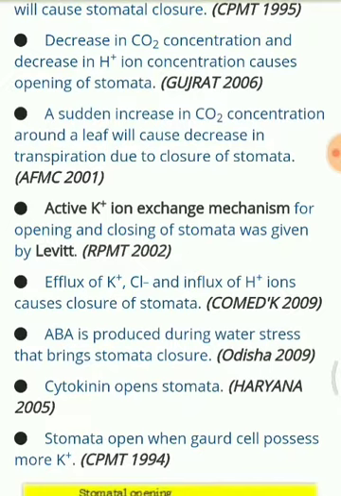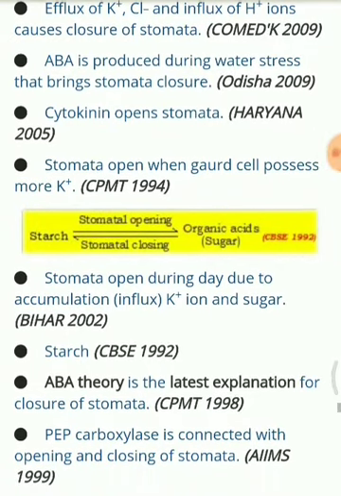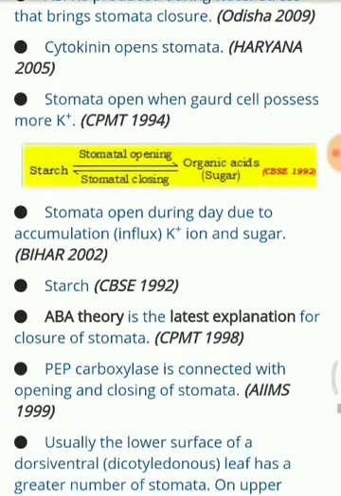Efflux of KCl and influx of H+ ion causes closure of stomata. ABA is produced during water stress that brings stomata closure. Cytokinins open stomata. Stomata open when guard cells possess more K+. Starch, stomatal opening, organic sugars, stomatal closing, starch.